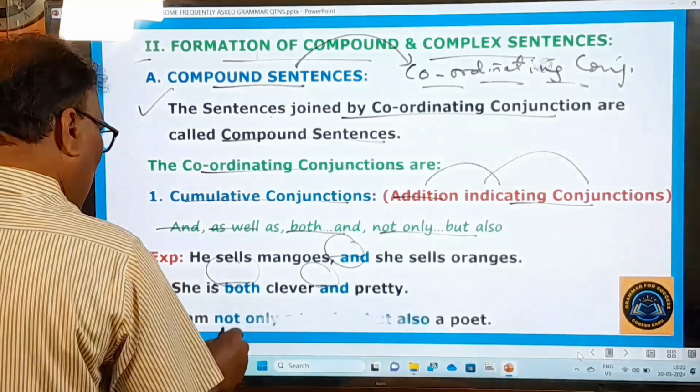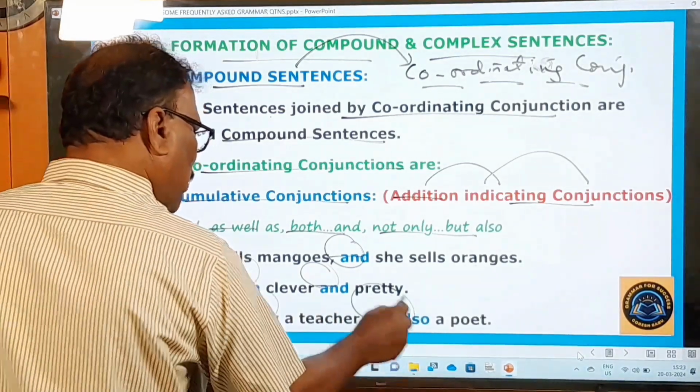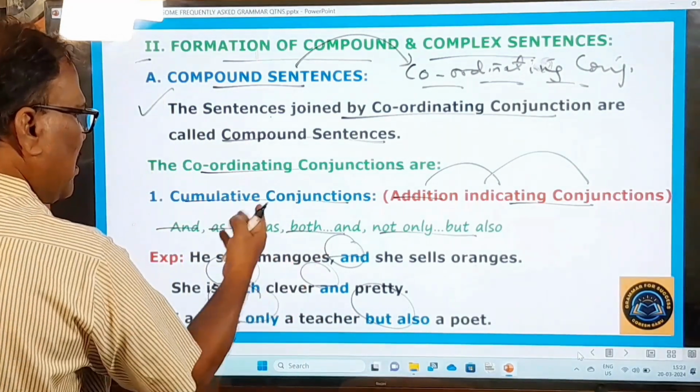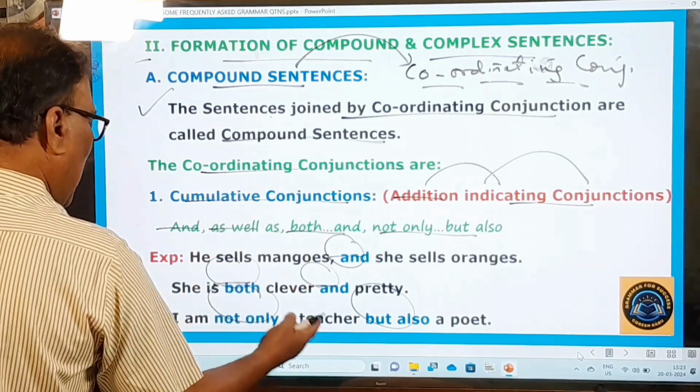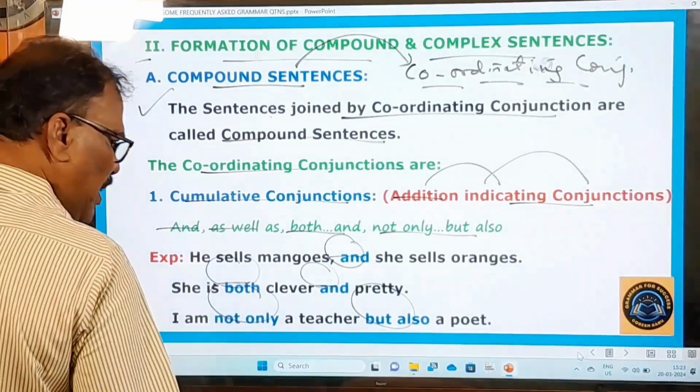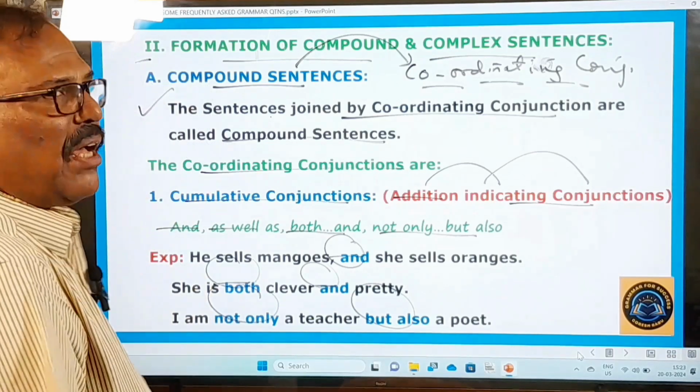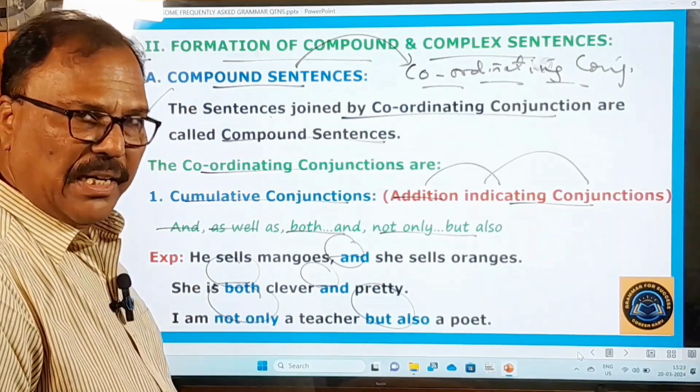And here I am not only a teacher but also a poet. So in all these examples, these accumulative conjunctions are used, and therefore these are all compound sentences. And now let's move on to learn other important coordinating conjunctions, right?